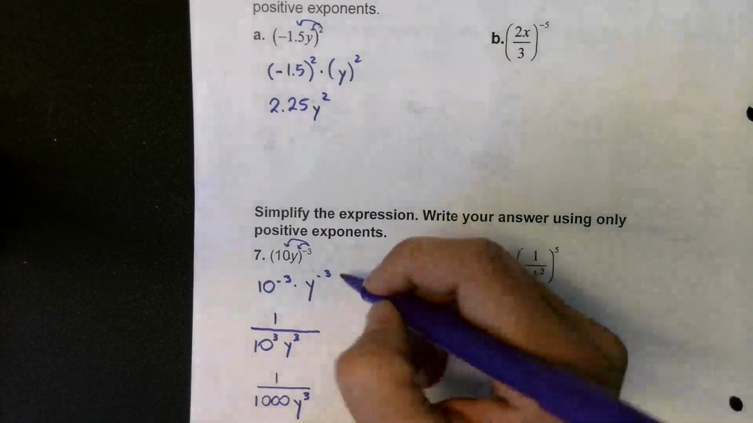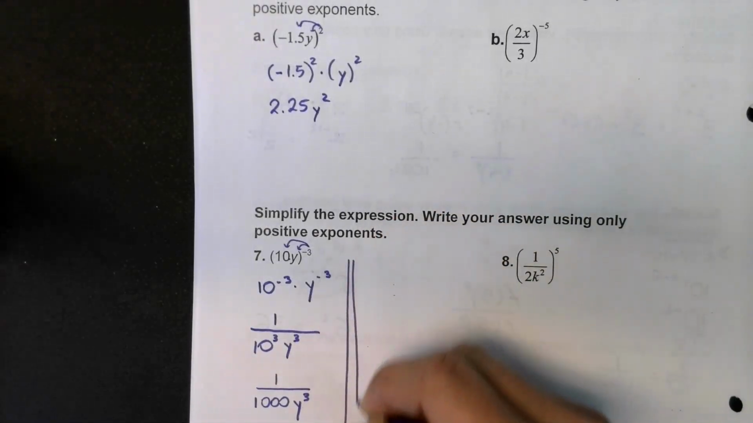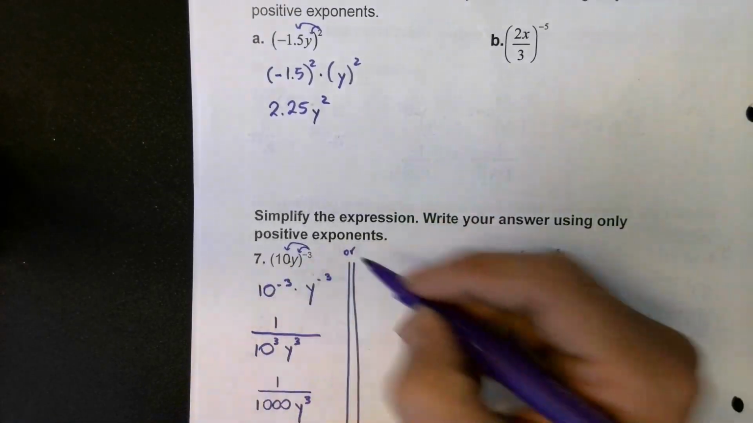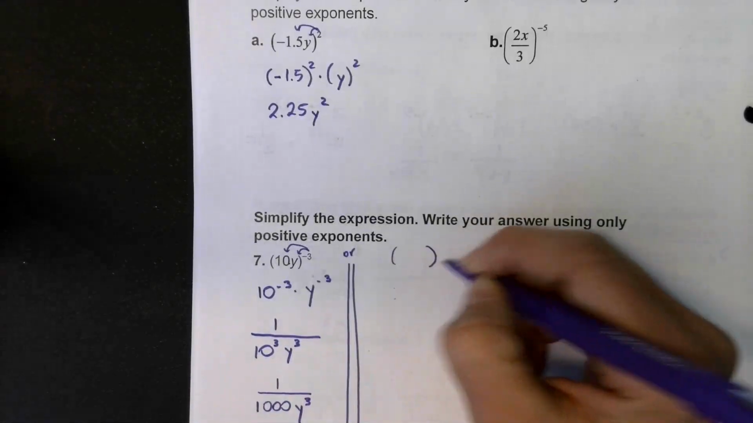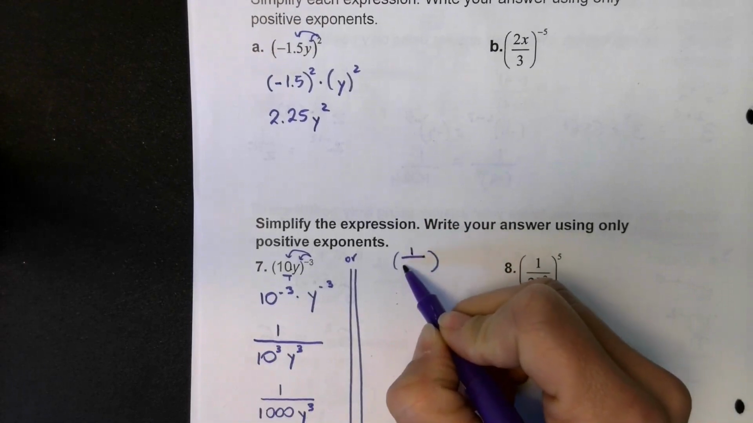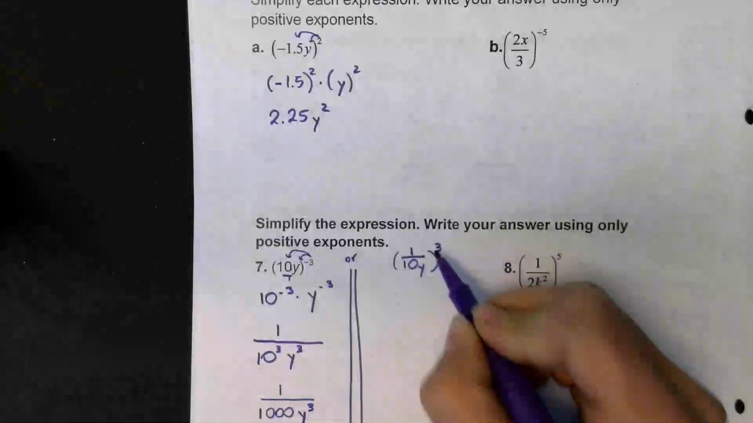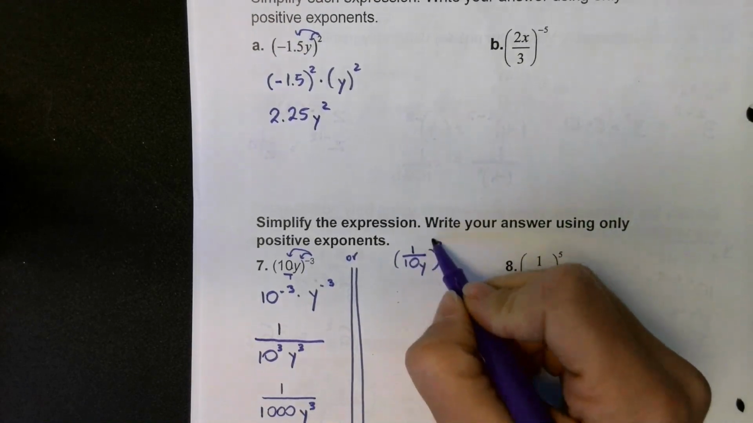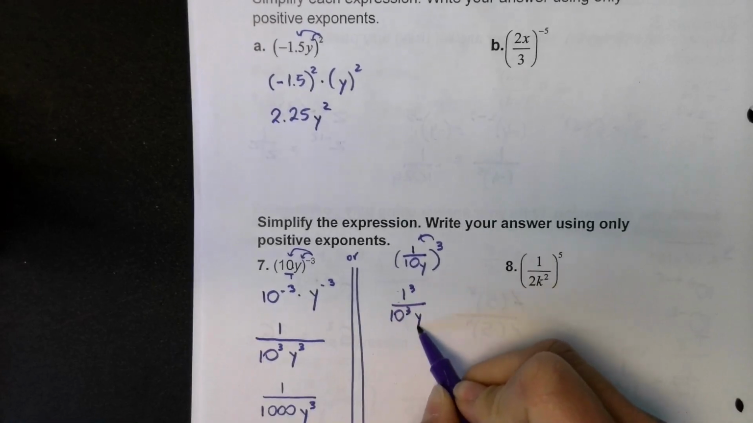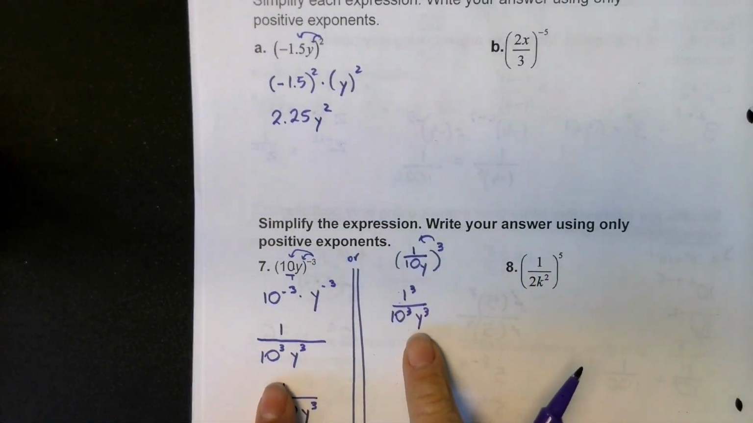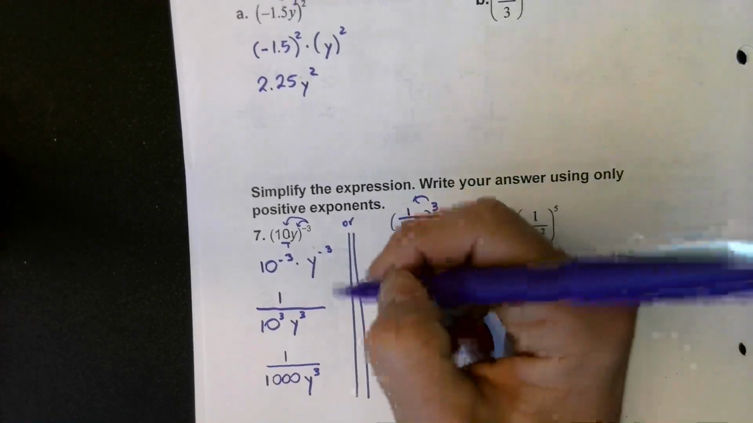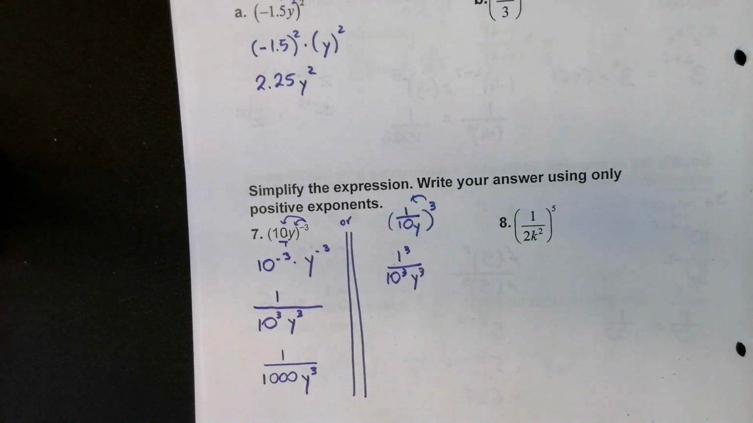Can I show you guys another way of doing this problem? I'm going to say or. Notice how this is negative. What I could do is flip inside of the parenthesis, flip my fraction right there, and now this one becomes positive. So now if I distribute, I have 1 to the third over 10 to the third, y to the third, and we are back in the same spot because 1 to the third is just 1. So 2 different ways of doing it. This is the more common. It's whatever you're comfortable with.